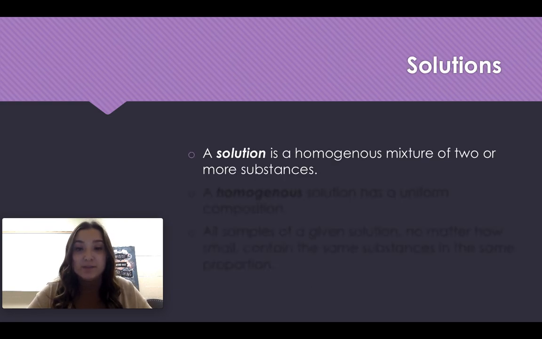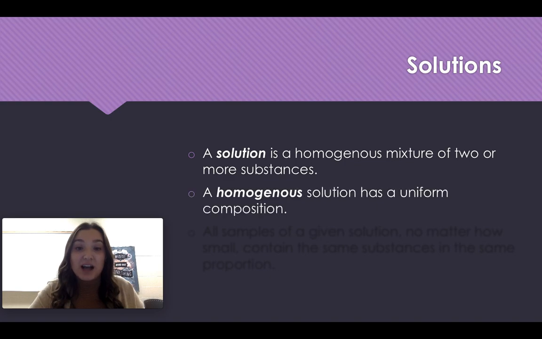So solutions. First thing we need to know is what is a solution? And a solution is a homogeneous mixture of 2 or more substances. So you could have 3, you could have 5, you could have 7, you could have 100. You just can't have one. You need to have at least 2 substances that are the same because a solution has a homogeneous composition, which means it is the same throughout. No matter what happens, it is the same throughout.